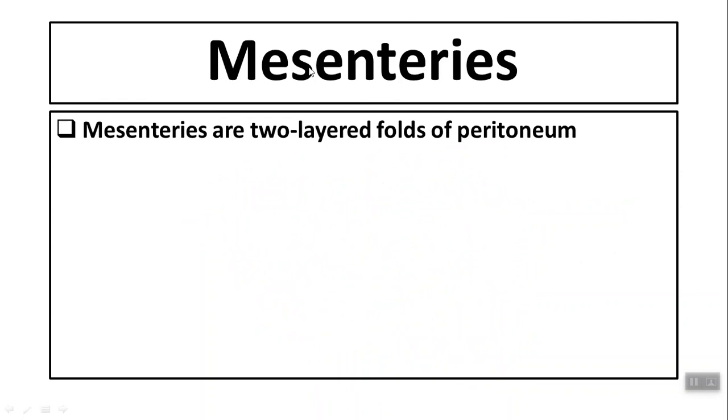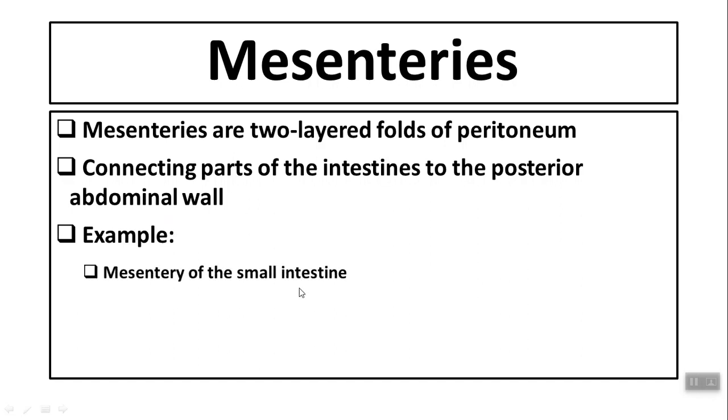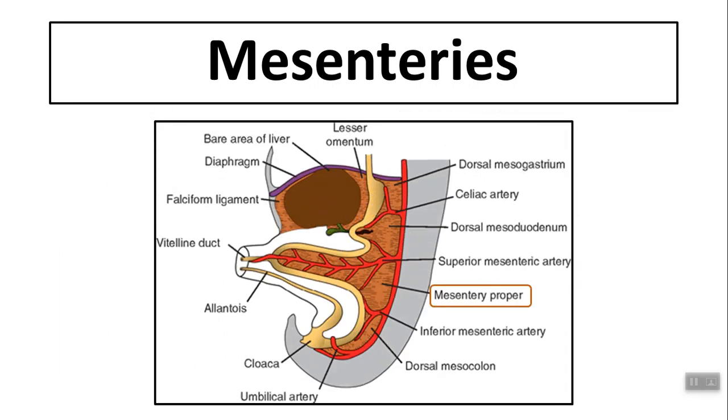Another structure that is formed by the peritoneum is the mesenteries. Mesenteries are two layered folds of peritoneum connecting parts of the intestine, whether small or large, to the posterior abdominal wall. Examples of mesenteries are the mesentery of the small intestine, called mesentery proper, the transverse mesocolon and the sigmoid mesocolon.